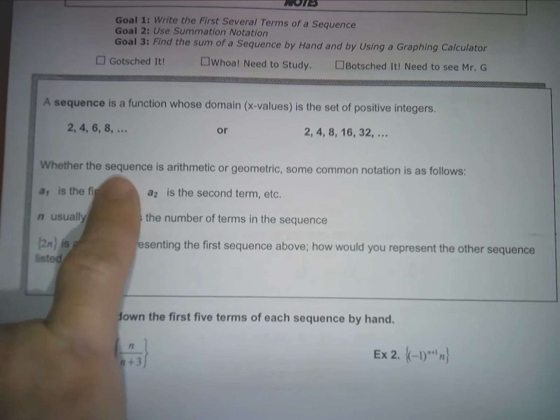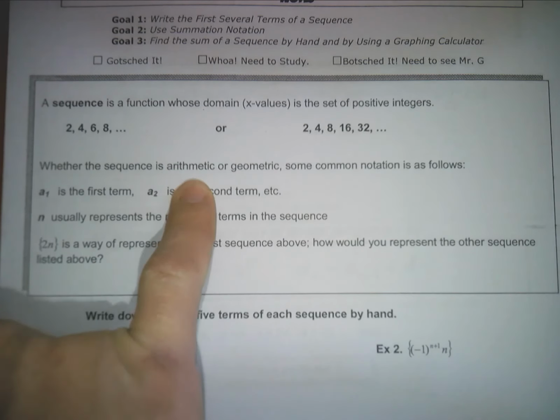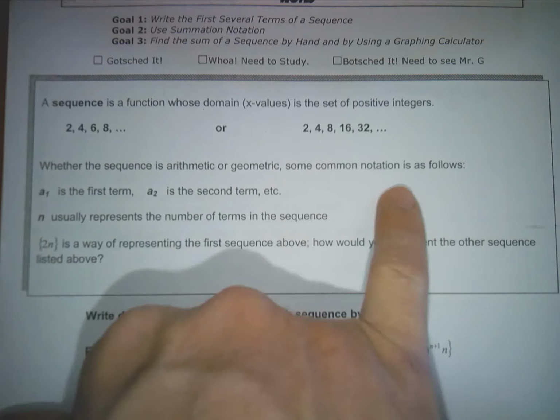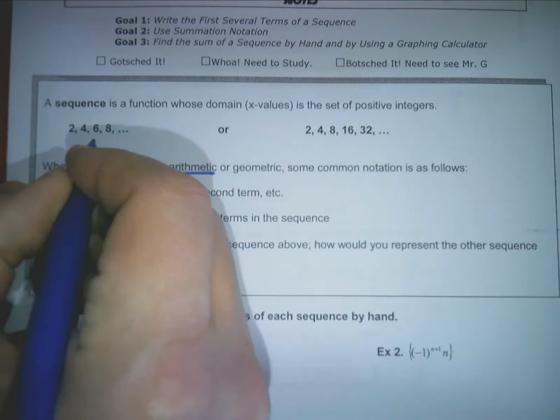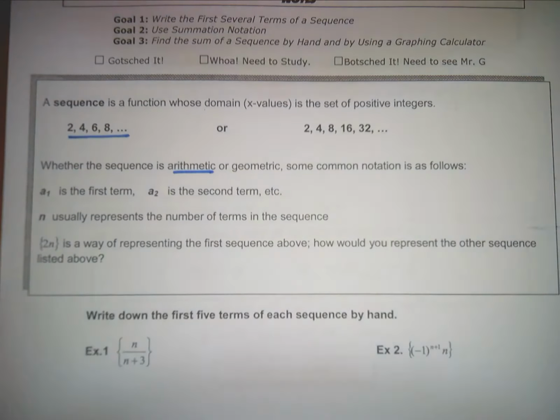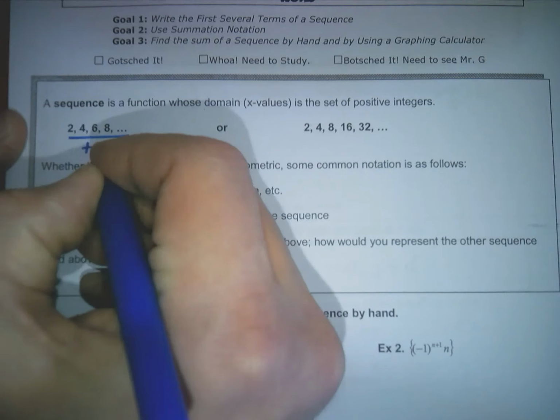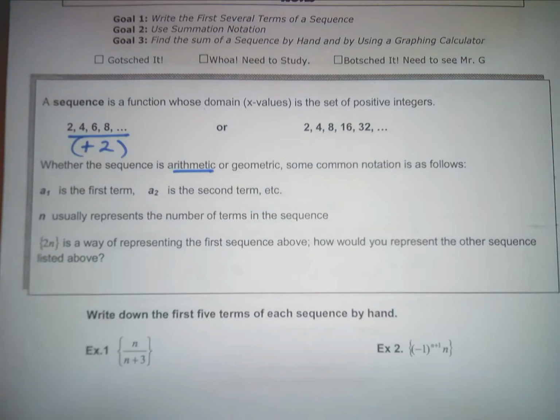It says whether the sequence is arithmetic or geometric, some common notation is as follows. Now, for you to understand what arithmetic and geometric are, arithmetic is the first sequence. This one's arithmetic. Look at the pattern. Do you guys see what's going on with this pattern? What keeps happening? Keeps on adding by 2, right? So we're going up by 2. So that's an arithmetic sequence.